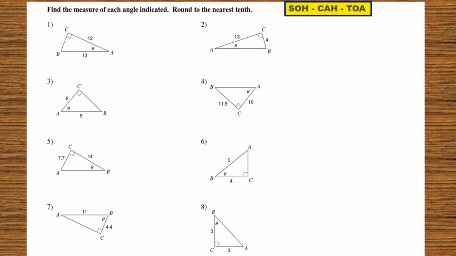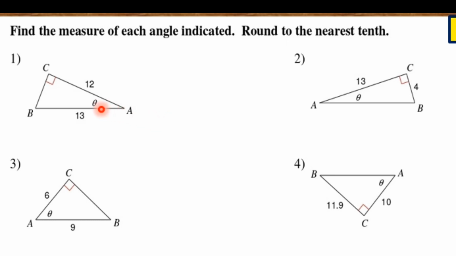Find the measure of each angle indicated. Round to the nearest tenth. First, identify the given sides. Number 1, this is the angle, adjacent, hypotenuse. Number 2, this is the angle, opposite, adjacent.